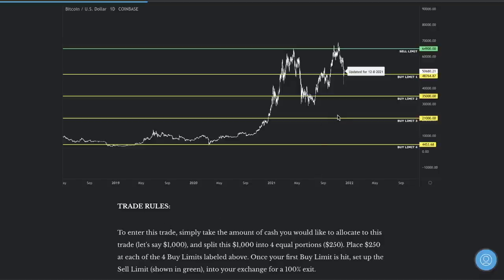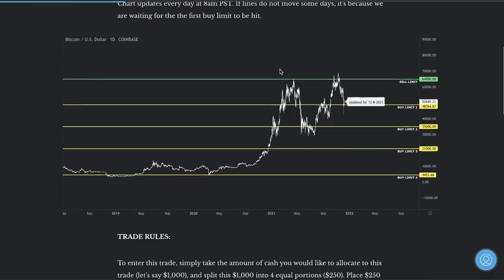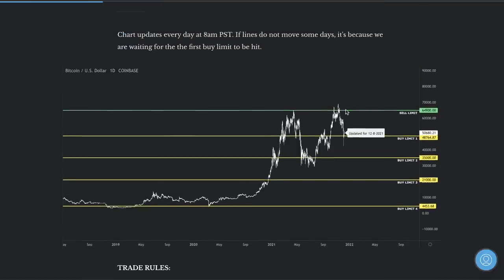Take a look at this. What you guys are gonna do is you're gonna check every morning at 8 a.m. Pacific Standard Time because this is when our metrics update. If the lines do not update, this is because the first buy limit is still the best, all right? This will change to 12.9 this morning.